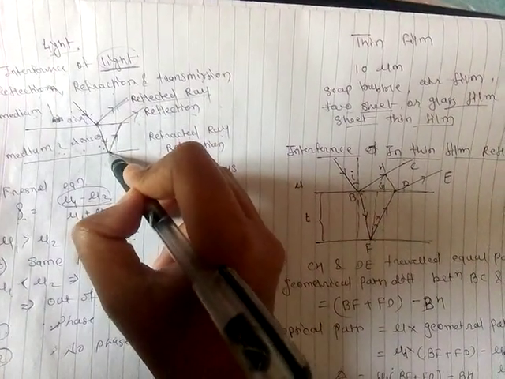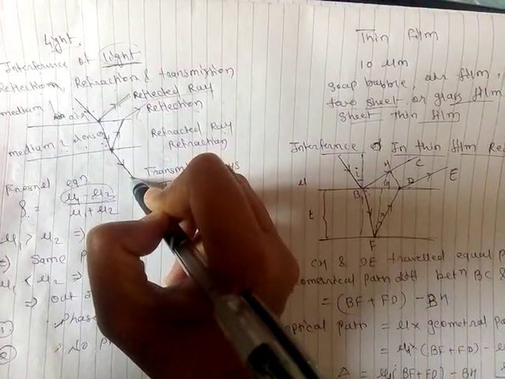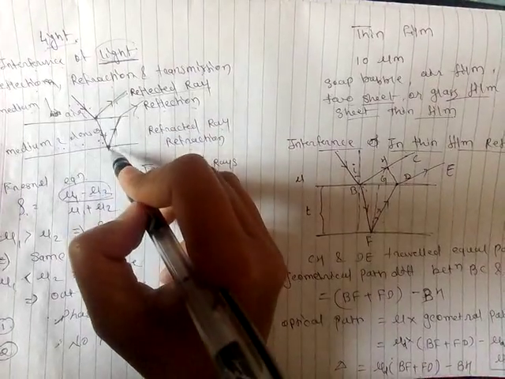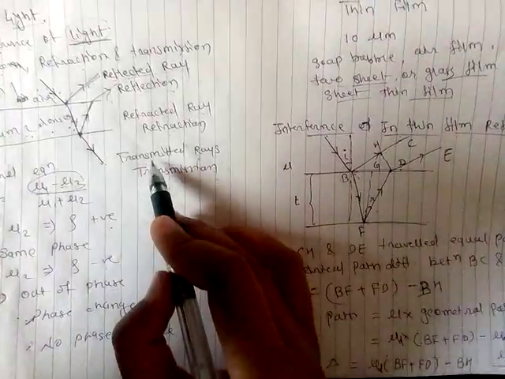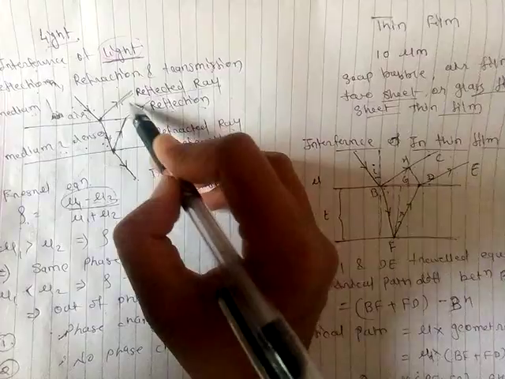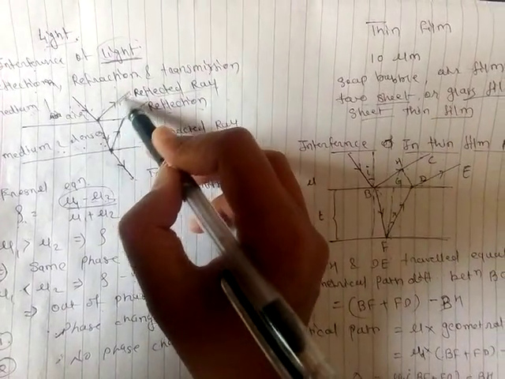After incidence, these rays again get reflected, and the refracted rays that come directly out from the medium are called transmitted rays, or the transmission. Again, this reflection and refraction is a partial reflection and partial refraction.